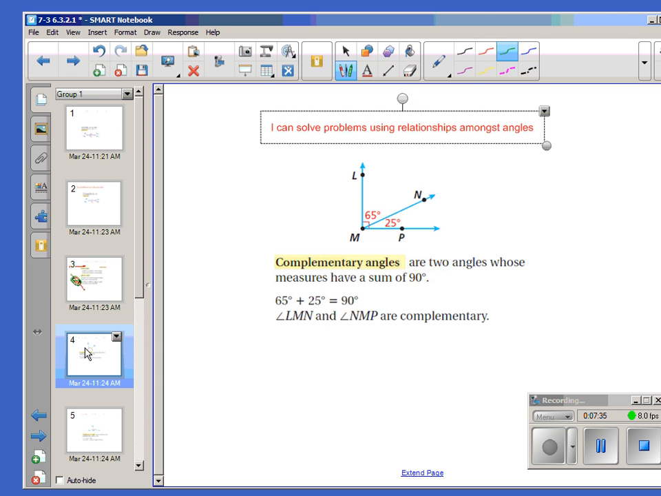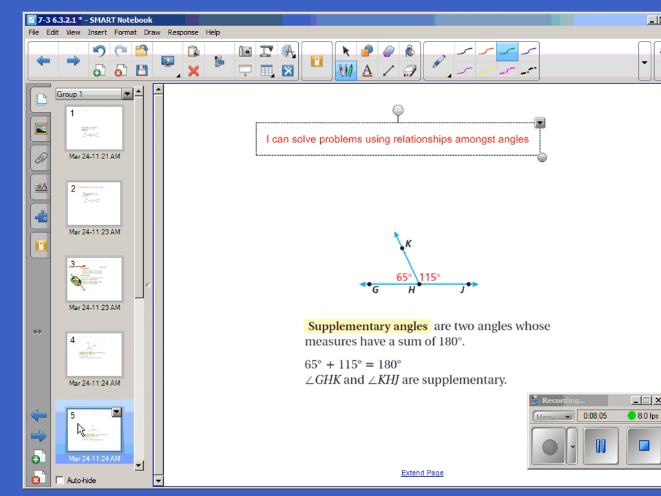Now there's two more terms that we need to know. When we have two or more angles that add together to make 90 degrees, we call them complementary angles. We call them complements of each other because together they will add up to 90 degrees. And then there's another one that we need to know, and that's supplementary. Supplementary angles add up to 180 degrees.